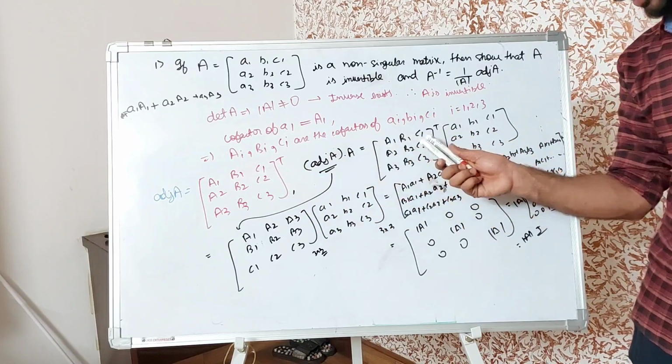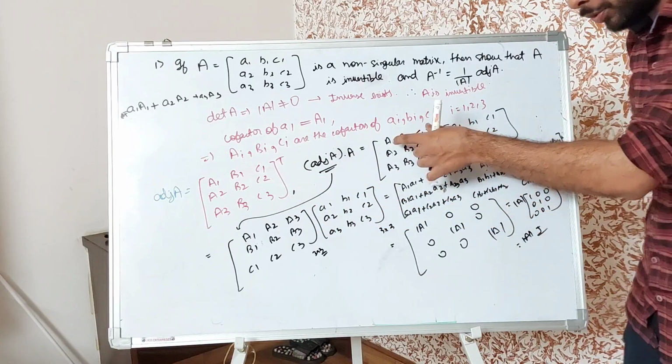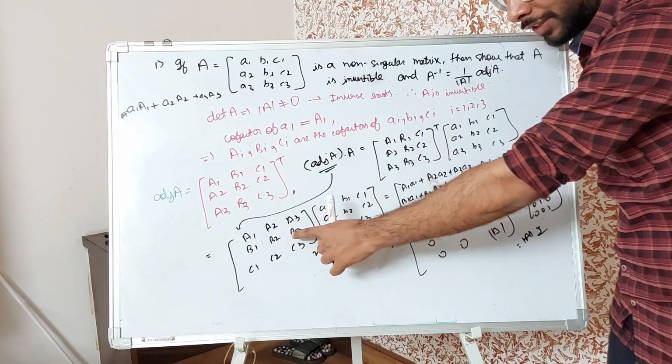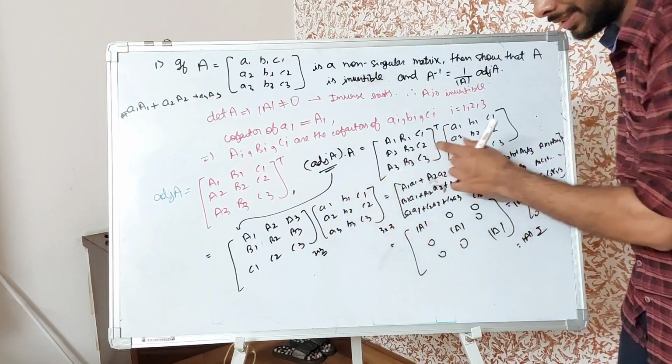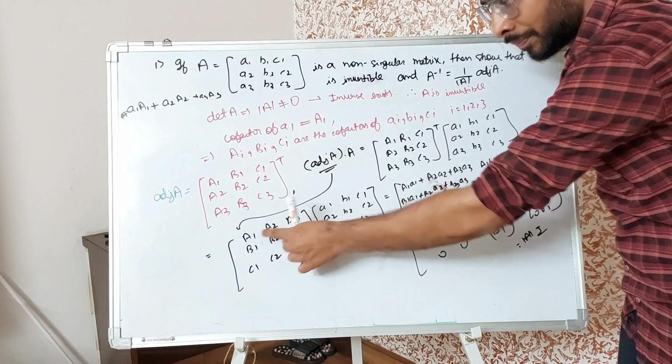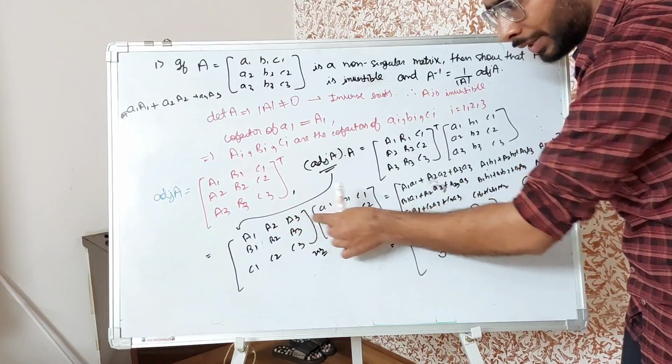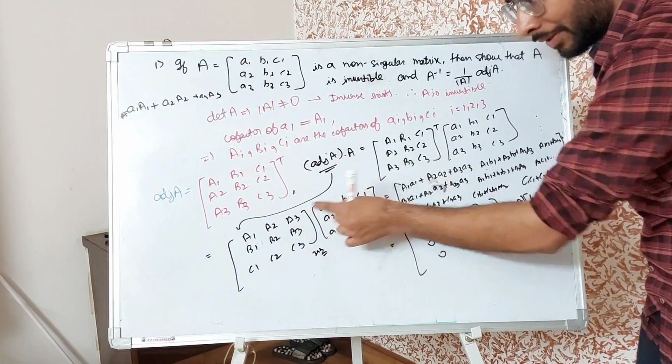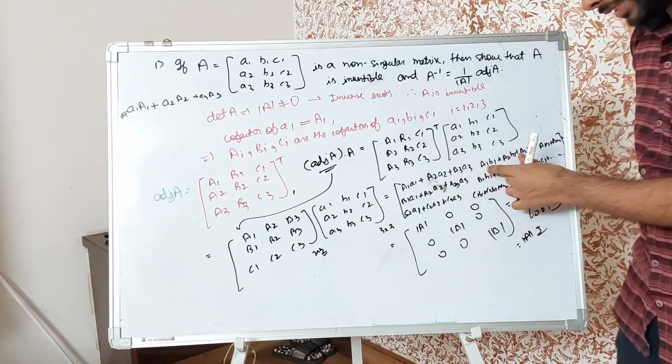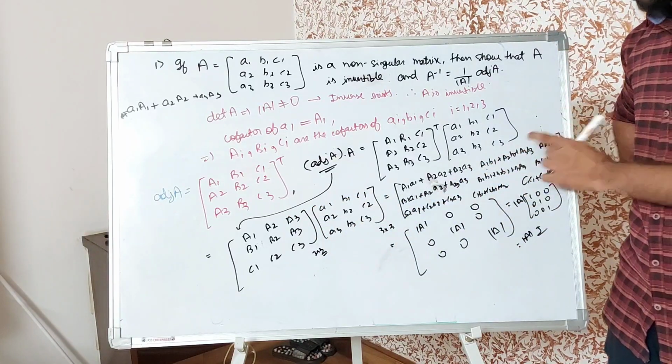Now adjoint of A into A. Transpose means the first row will become the first column. This is the first matrix and this is the second matrix. Now we'll multiply A1, A2, A3 with a1, b1, c1, the first element, then the second element, and similarly the third element.